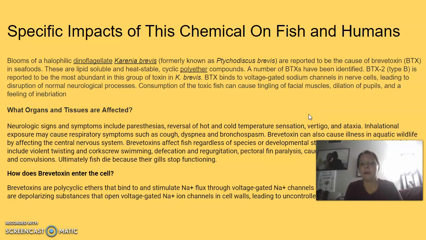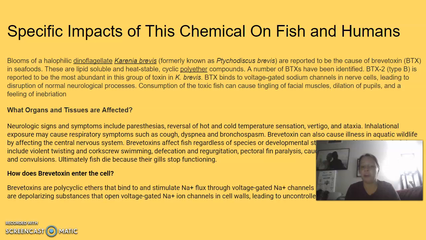Specific impacts of this chemical on fish and humans. So blooms of the Karenia brevis are reported to be the cause of the brevetoxin in seafoods, and these are lipid-soluble and heat-stable cyclic polyether compounds. A number of BTXs have been identified. BTX-2 type B is reported to be the most abundant in this group of toxins in K. brevis. BTX binds to voltage-gated sodium channels in nerve cells, so leading to disruption of normal neurological processes.